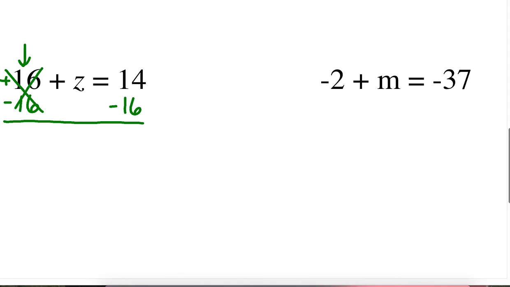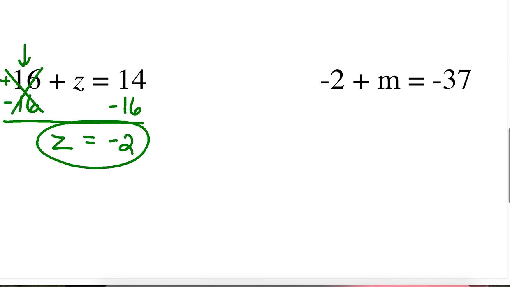Got to be fair. So there I have a z equals 14 minus 16 is not 2. It's negative 2, right? Because 14 minus 16 puts you down into the negatives.